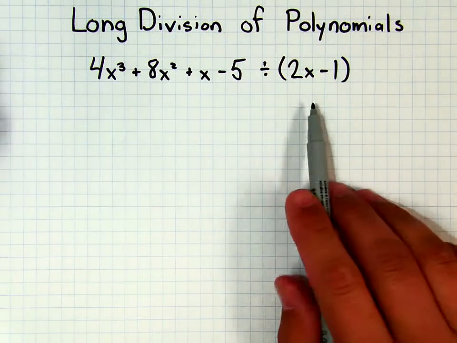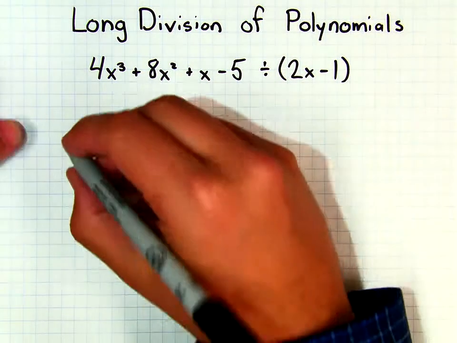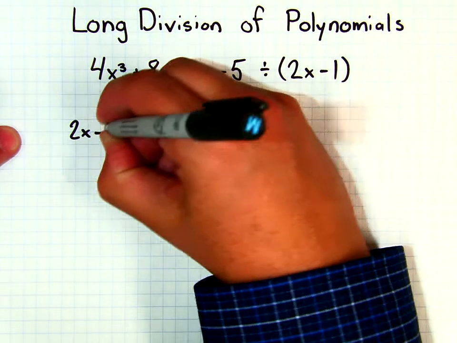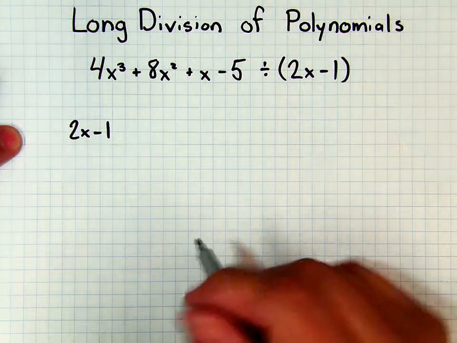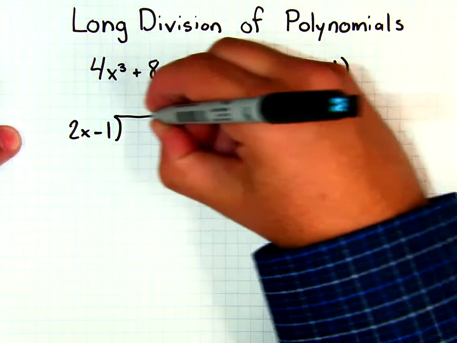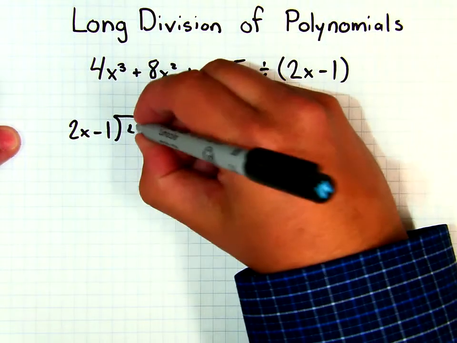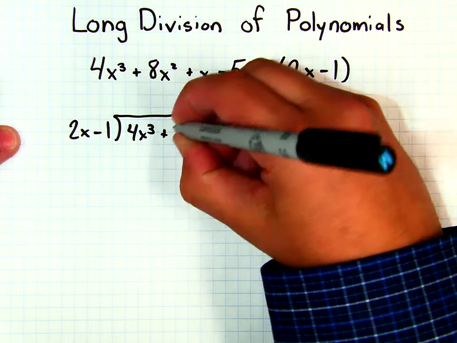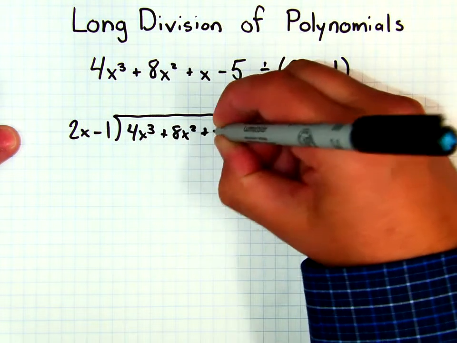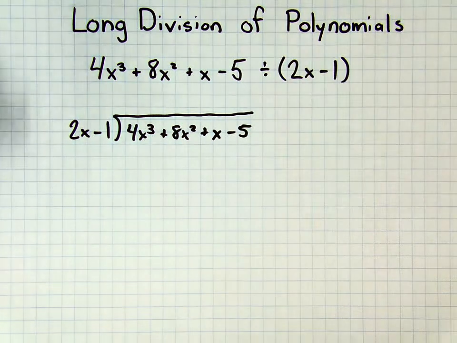So I'm going to write my divisor first, 2x minus 1. And then I'm going to write under the long division sign 4x cubed plus 8x squared plus x minus 5.